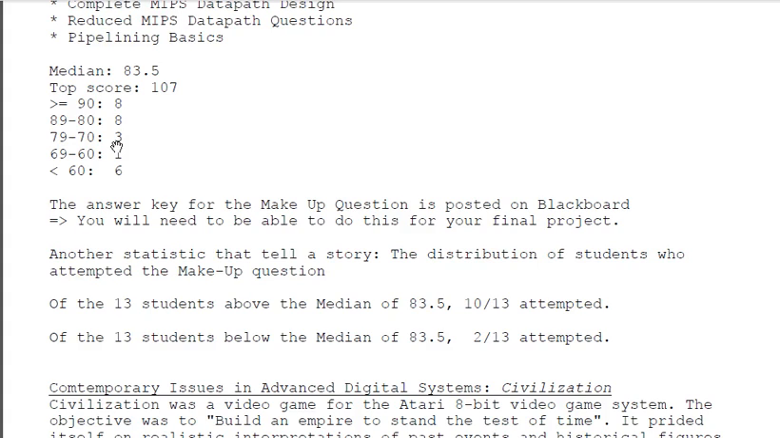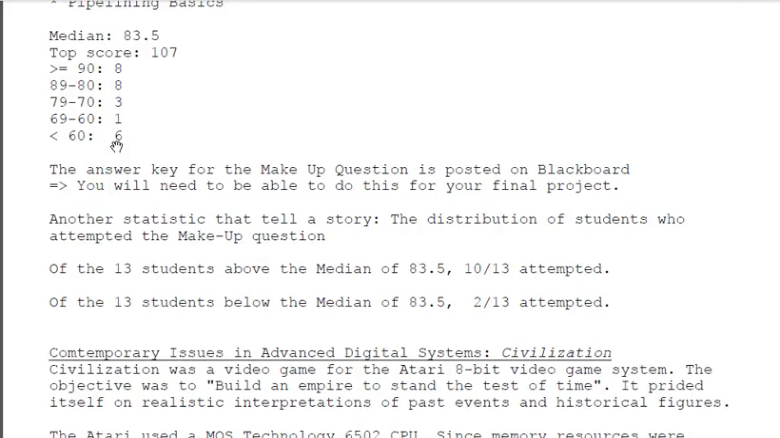The key includes both the answer key to the exam, as well as the solution to the makeup question. I gave extra points to those of you who attempted the problem. If you attempted the problem, you see a plus and whatever you got in red on your exam. That's the additional markup.